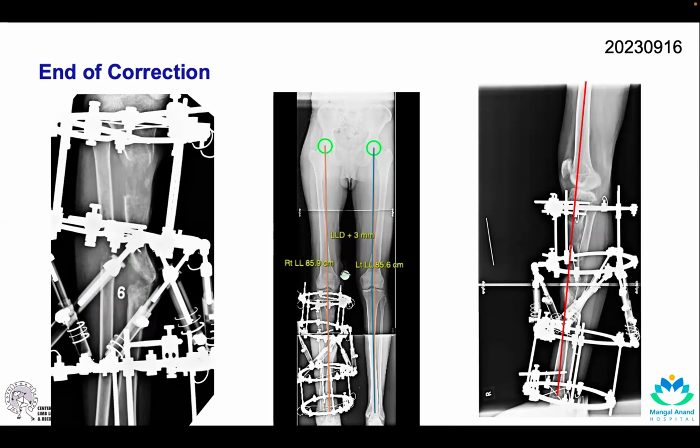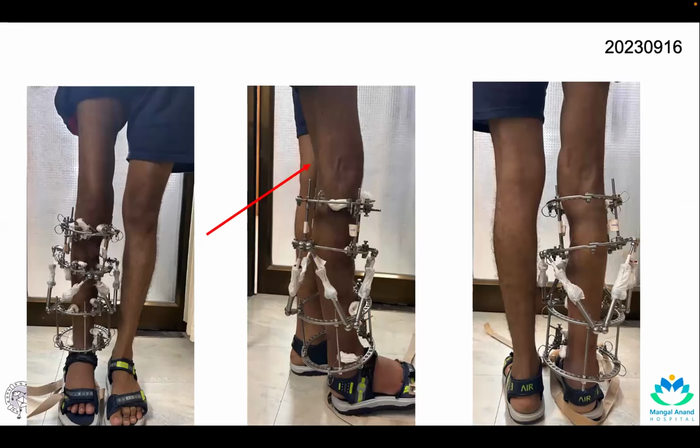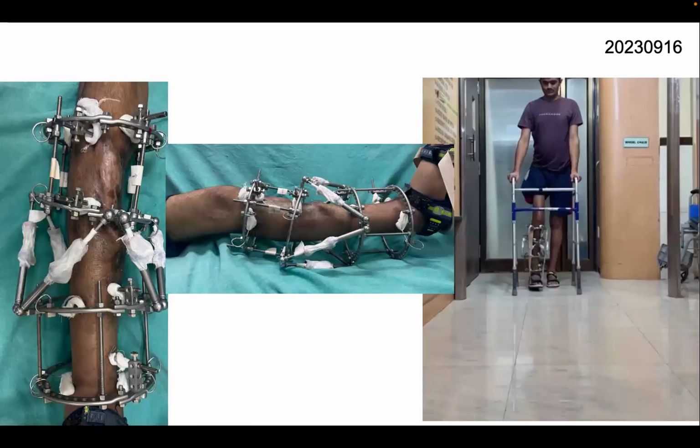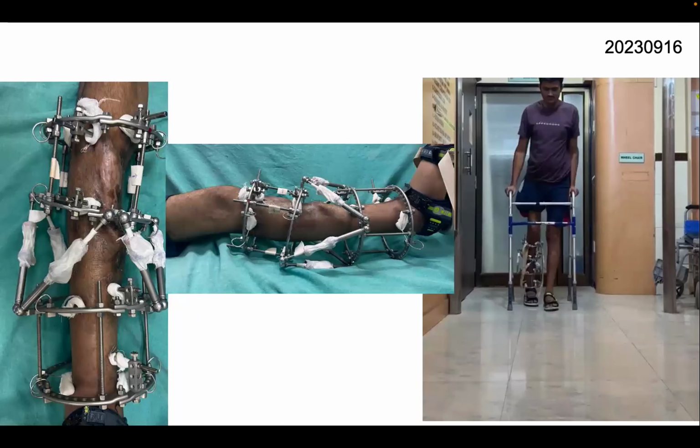And these were his clinical pictures. As you can see, the knee was still flexed. So we were not very sure whether the knee flexion was because of the flexion deformity which happened during the distraction, or whether the leg was a bit longer. So we gave him some time. We asked him to walk on the same 6-axis and tried to stretch out the knee flexion deformity.